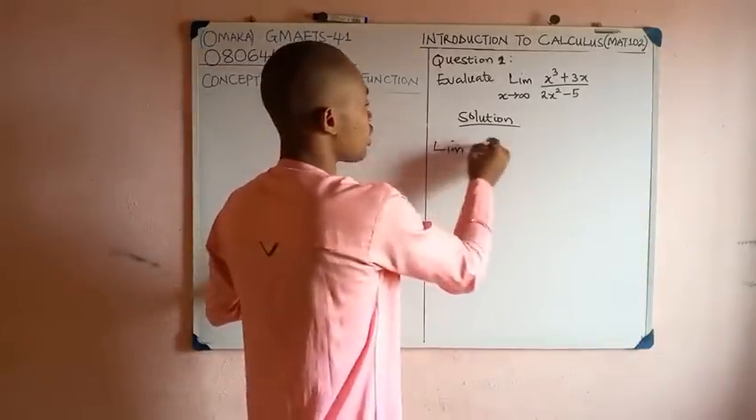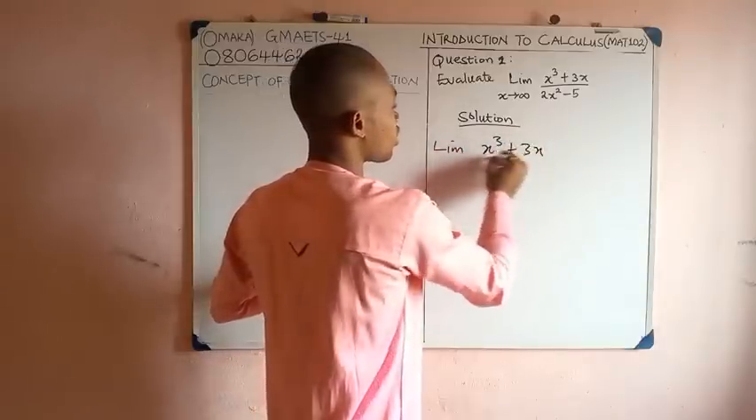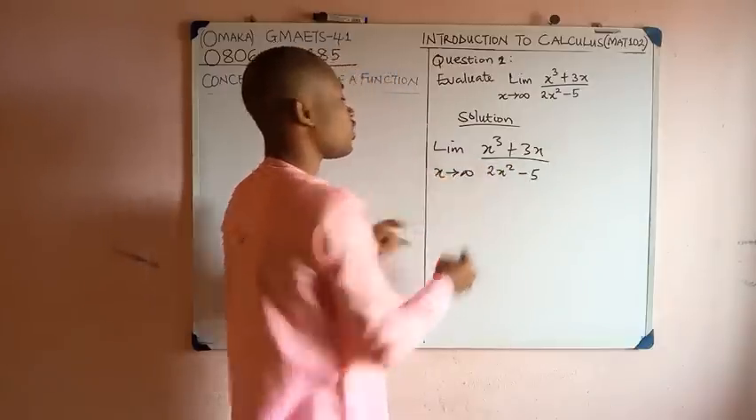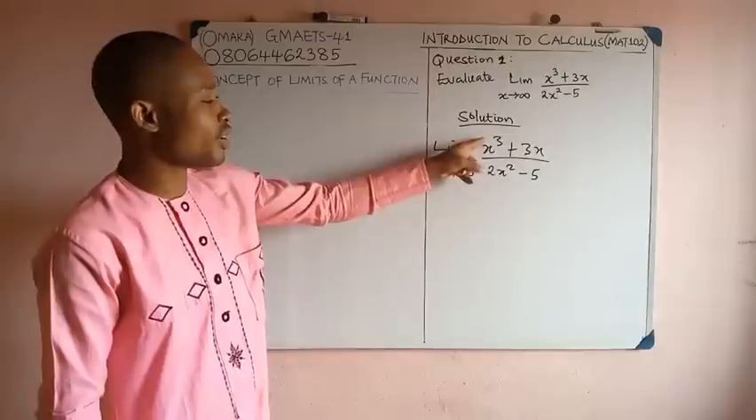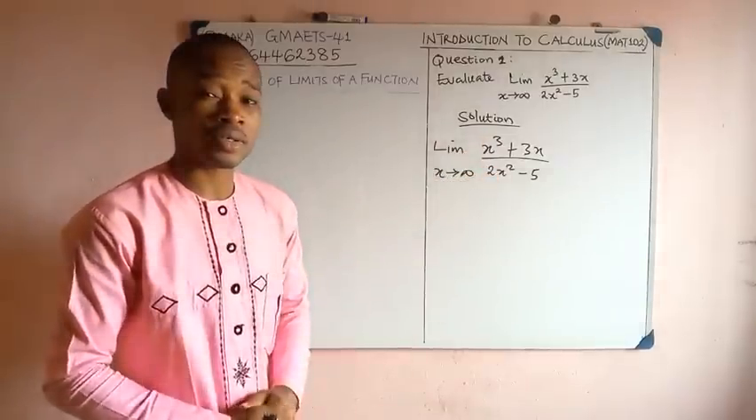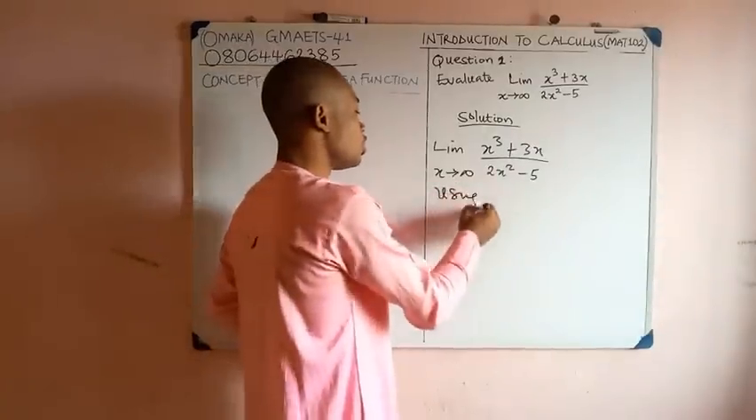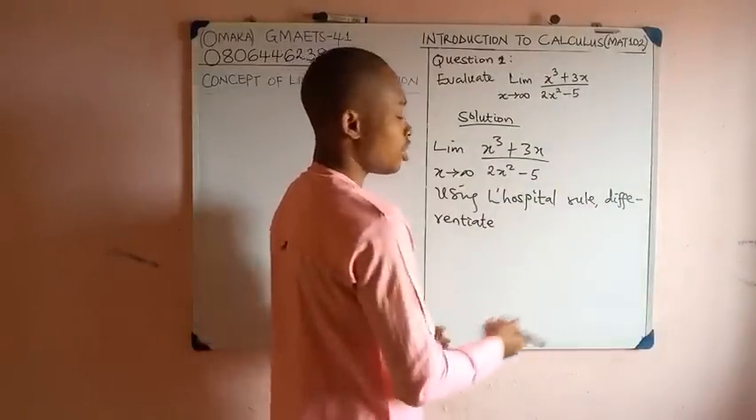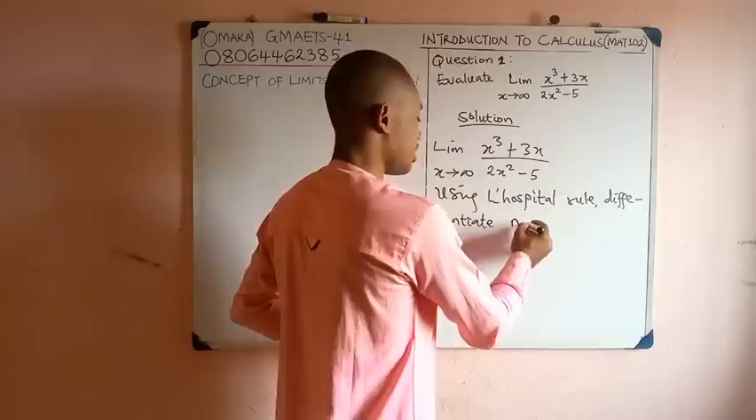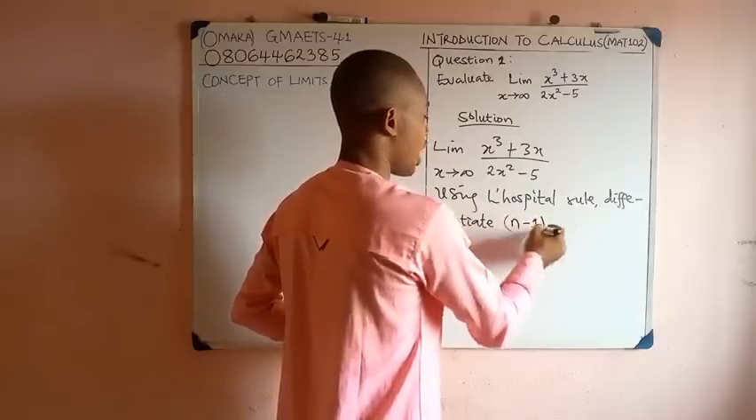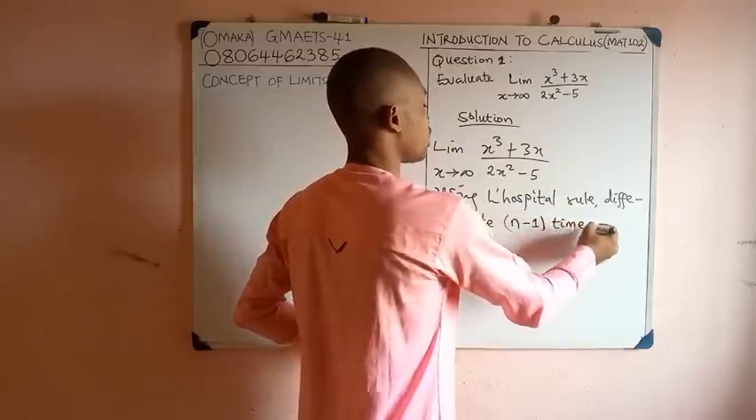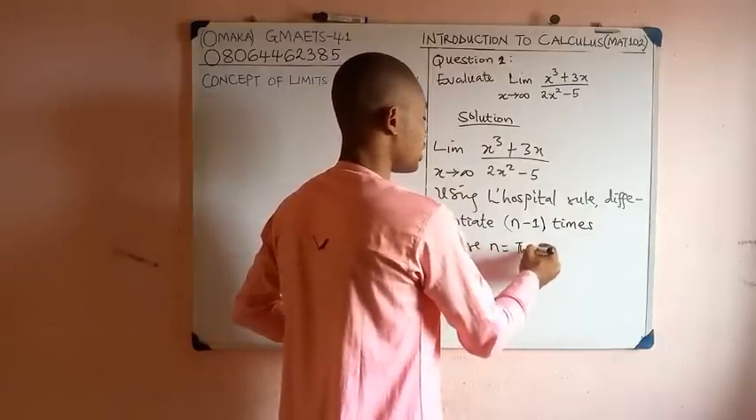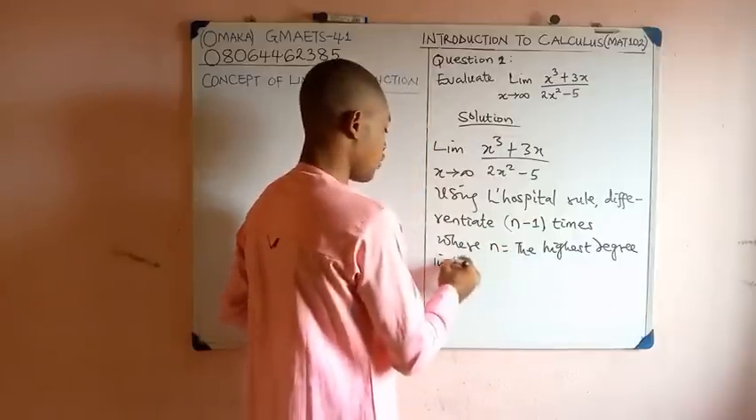This is the limit of x cubed plus 3x all over 2x squared minus 5 as x tends to infinity. For this problem, you notice that the degrees of the numerator and denominator are not the same. Is that not so? So using L'Hôpital's rule, differentiate as many times as n minus 1, or simply differentiate n minus 1 times. Now I'm going to tell you what n means, where n is equal to the highest degree in the function.